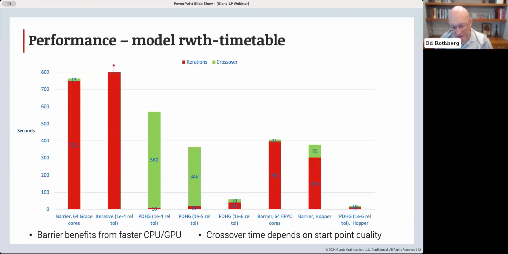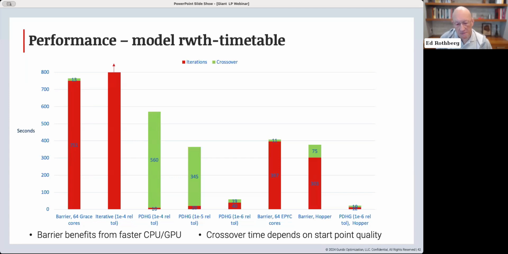So the barrier iterations, the PDHG iterations. And then the green bar shows the time required to start from the solution that is produced by either barrier or PDHG and perform a crossover to a basic solution from that point. And so what you can see here, so on the 64 Grace cores, this model took, call it 800 seconds to solve, with the vast majority of the runtime going to the barrier iterations. About 13 seconds went to the crossover.